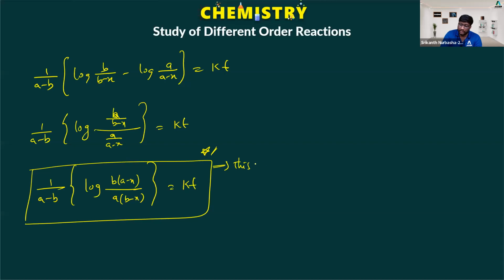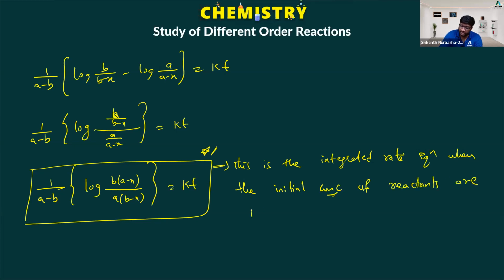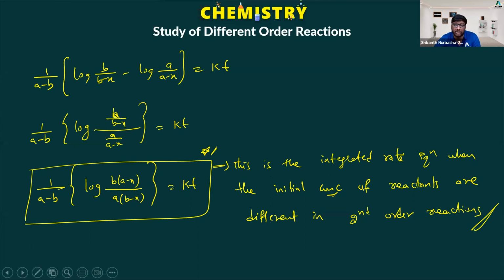This is the integrated rate equation, or rate expression, when the initial concentrations of reactants are different in a second order reaction. So you can imagine how complex it would be whenever the initial concentrations are different for a third order reaction. For third order reaction, how complex it would be whenever the initial concentrations are different. Yes or no?